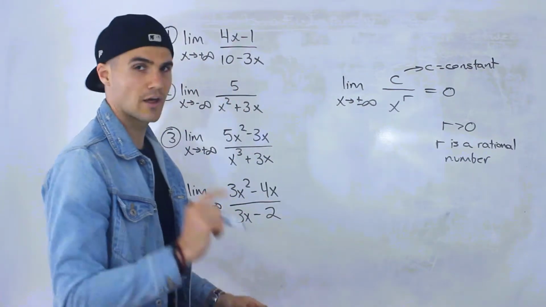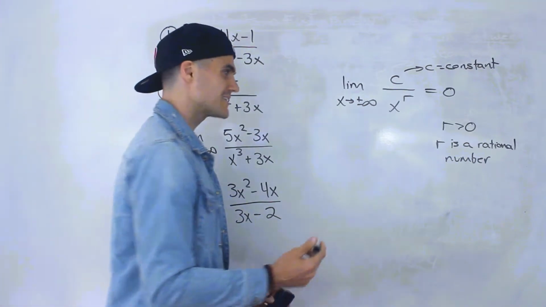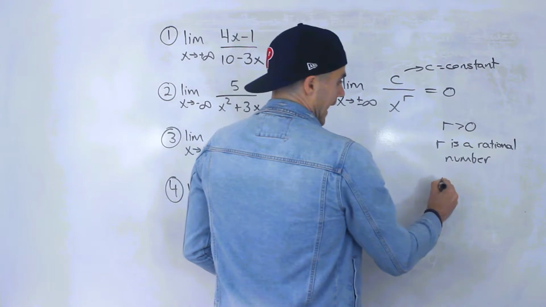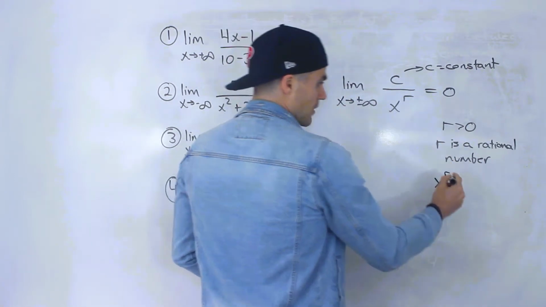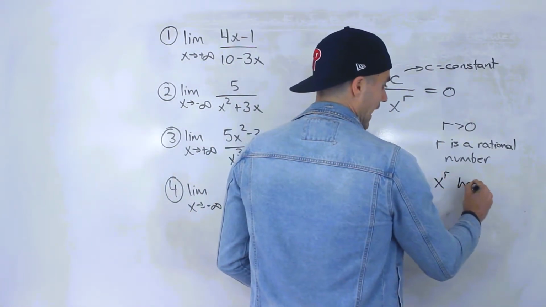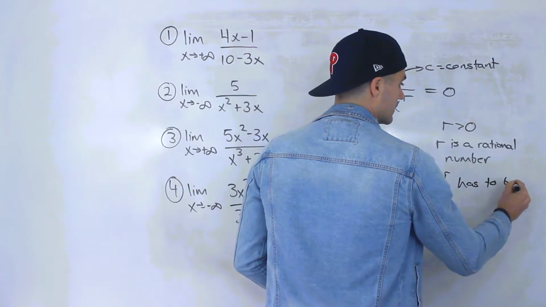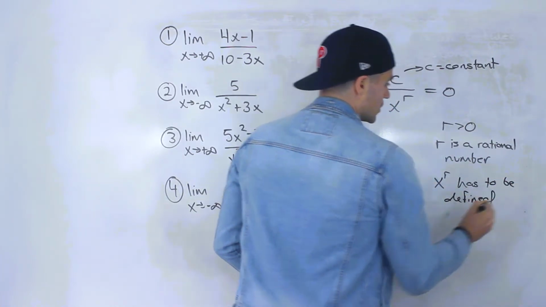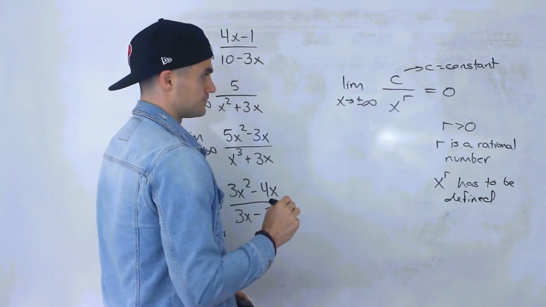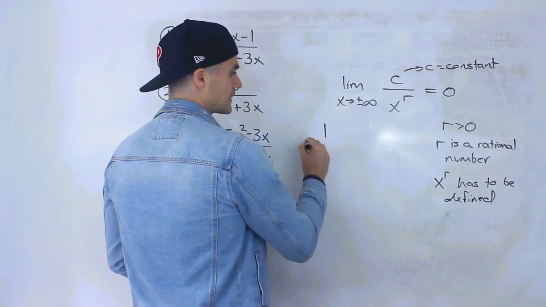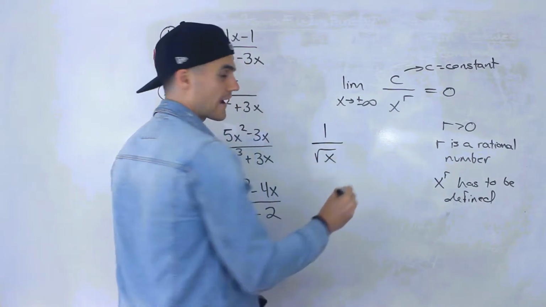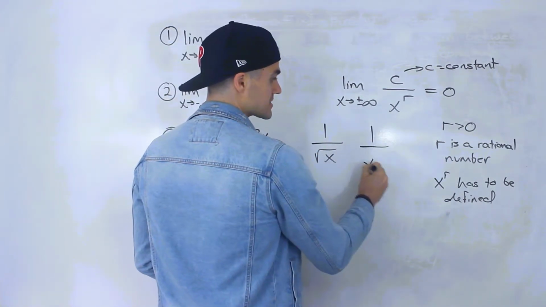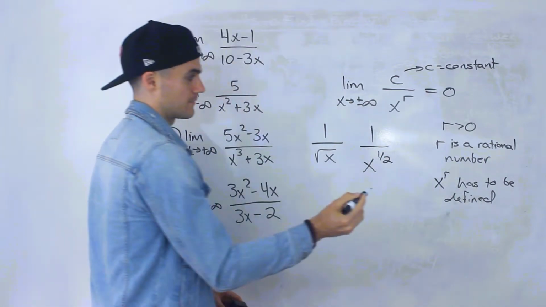There is actually another exception. It's not too important to know, but I'll mention it anyway. You have to make sure when you're using this property that x to the r has to be defined. So for example, what if we have something like 1 over the square root of x? Or you could rewrite this as 1 over x to the power of a half.